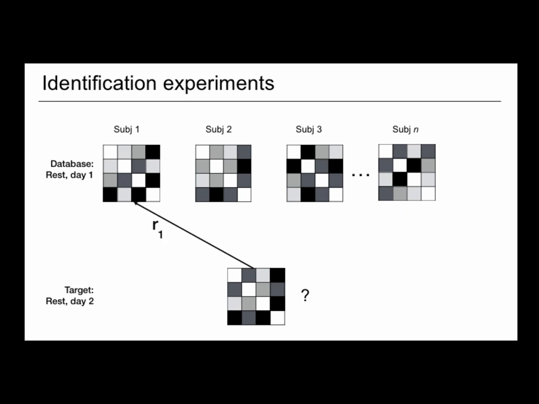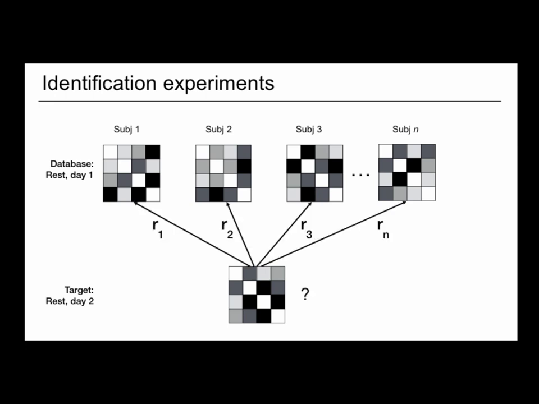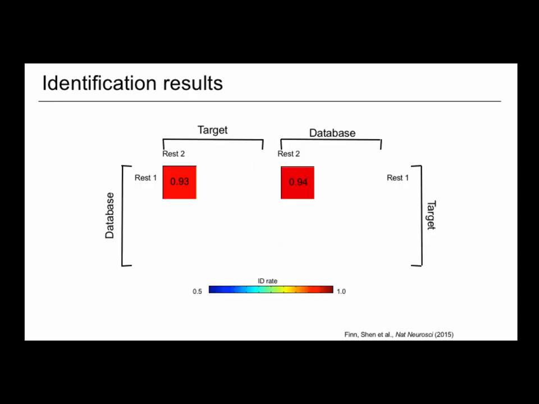And we do this simply by correlating this target matrix with each of the database matrices in turn and predicting the identity that has the highest correlation coefficient. So in this case, we might predict this comes from subject 2. Then we take a second matrix from the target set, go through and do the same thing. In this case, maybe we guess that it's subject 3, and in this way, if we go through the whole set, we can get an overall accuracy for how well we're able to do this. And that's what I'm showing here on this slide.